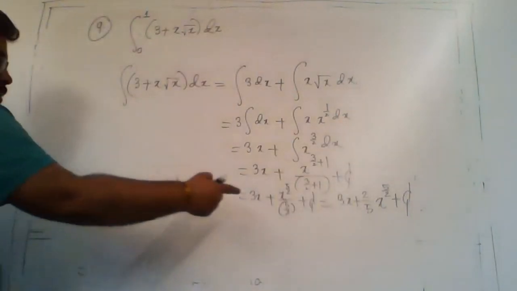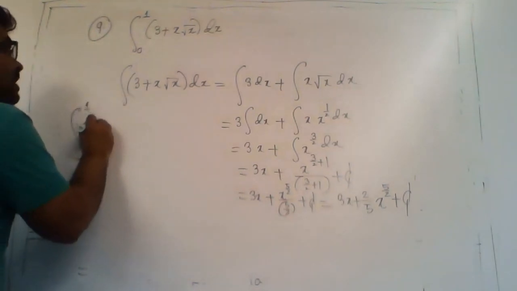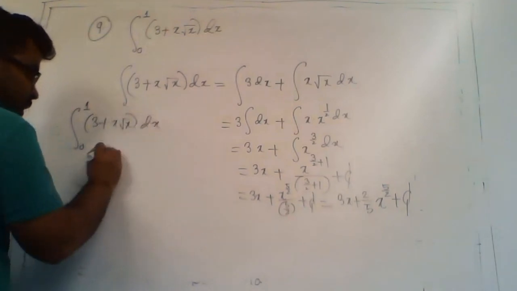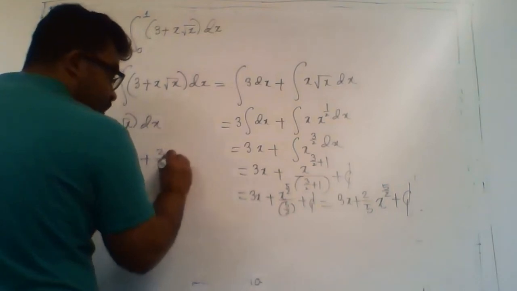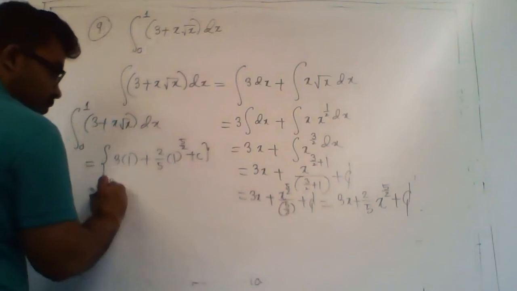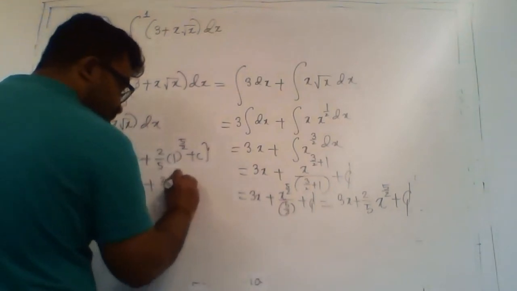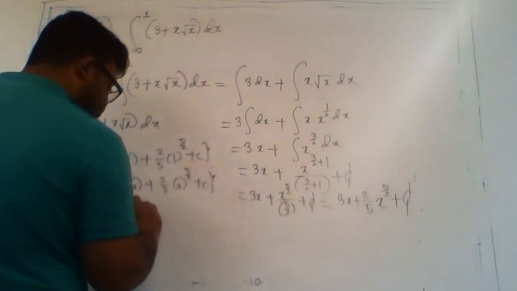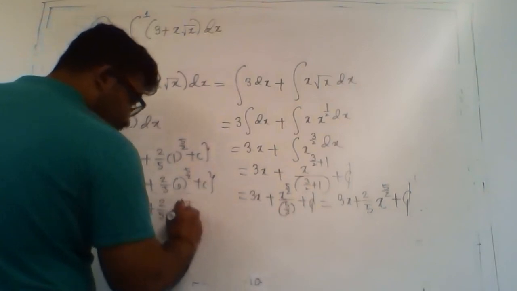So this is your answer. Therefore, integral from 0 to 1 of (3 plus x) square root of x dx: just put the top value, you get 3 times 1 plus 2 by 5 times 1 to the power 5 by 2 plus c, minus, put the bottom value, 3 times 0 plus 2 by 5 times 0 to the power 5 by 2 plus c. You get ultimately 3 plus 2 by 5 as your answer. You get 17 by 5.